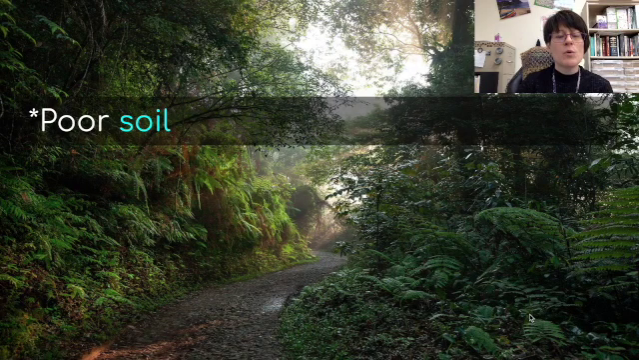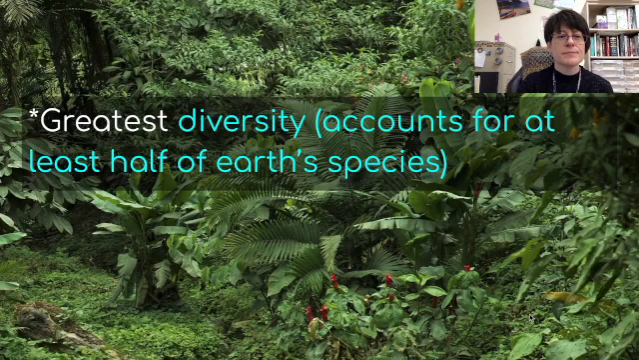They tend to have poor soil because of all of that rain. So all of that rain washes and leaches out the nutrients from the soil. It also has the greatest diversity, or accounts for at least half of the Earth's species. So most of our planet's species can be found in the rainforest. And so when we take a look at the plants and animals, we're not even scratching the surface of what is there.